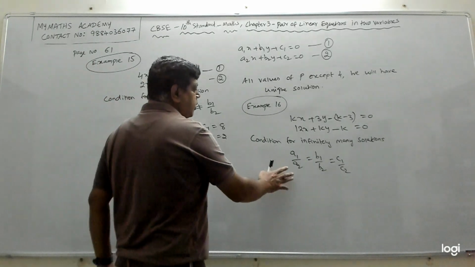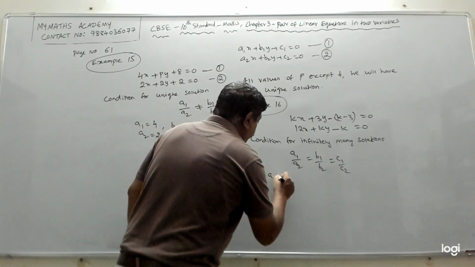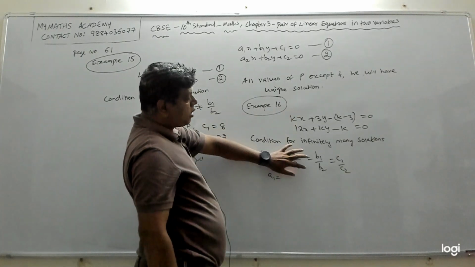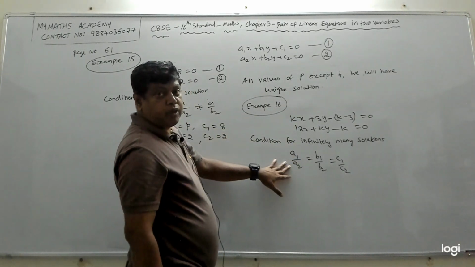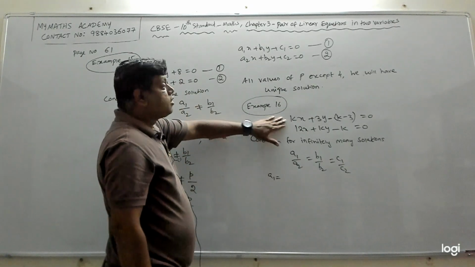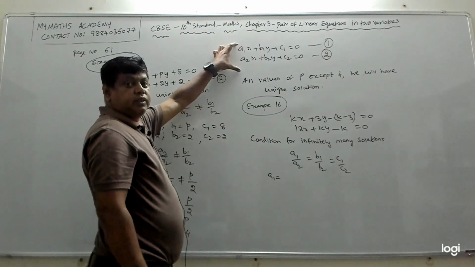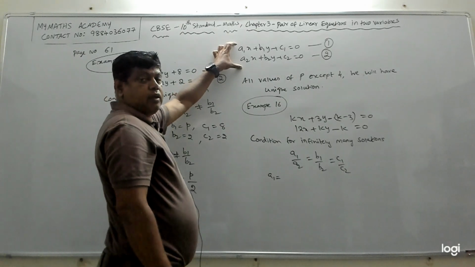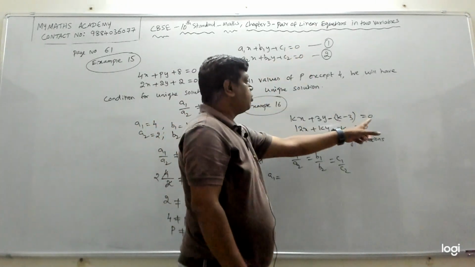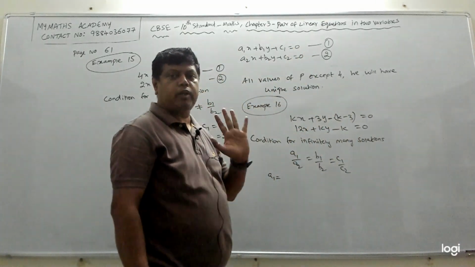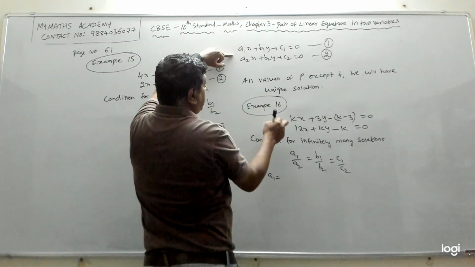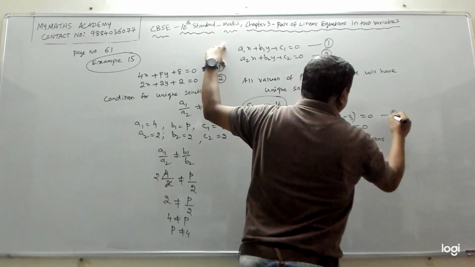Okay, now let's identify a1, a2, and so on. Whenever we are going to check this condition, we need to make sure that the given set of equations is in the general form, the general form of linear equations in two variables. Which means the right side should be 0 and everything should be on the left side. That's the only condition. Now this is in this form, so compare and find a1, a2. This is equation 1, equation 2.